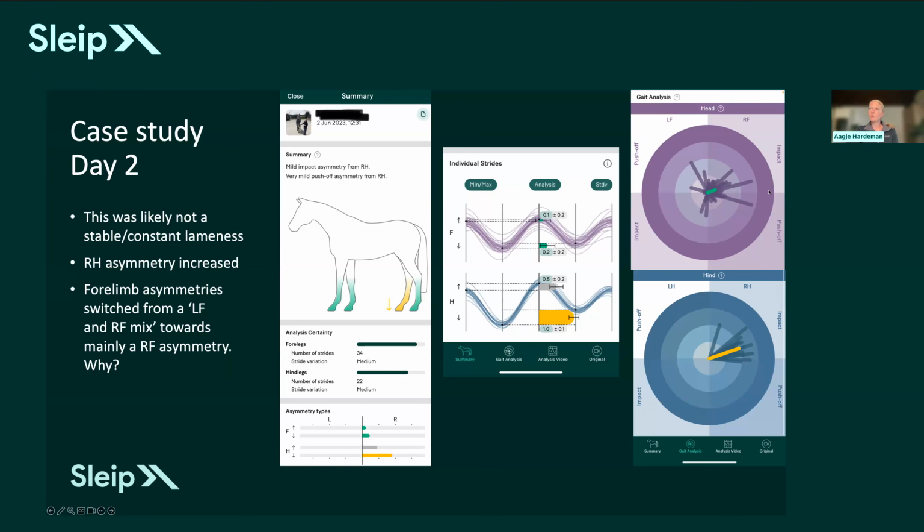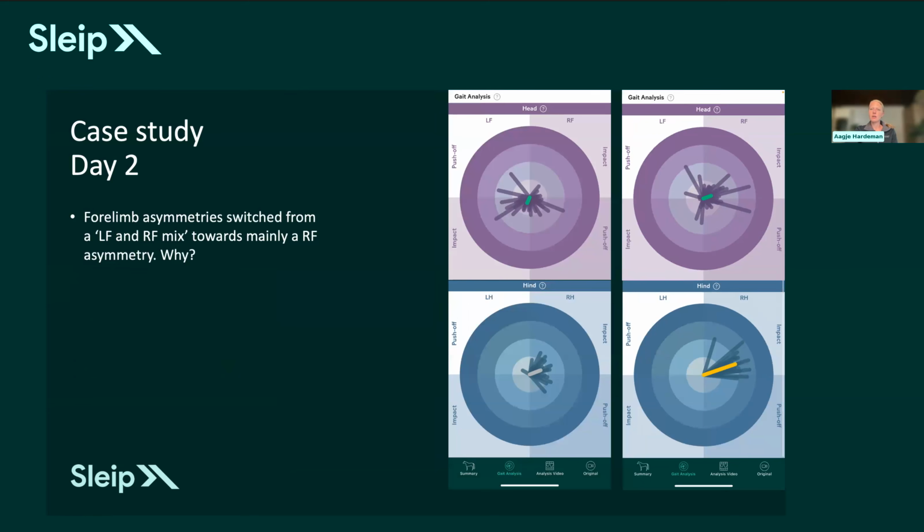But also what happened when we compare it to the day before. Because when I put those 2 plots next to each other, you actually see that this went from a right front, left front mix to more right front impact. And the mean value is still green. So that is something, although the mean value might look the same in the horse view, we have a completely different pattern in here. And yeah, what's the reason for that?